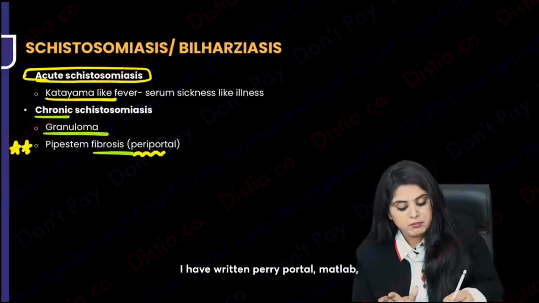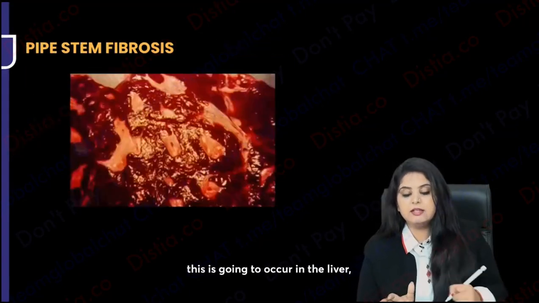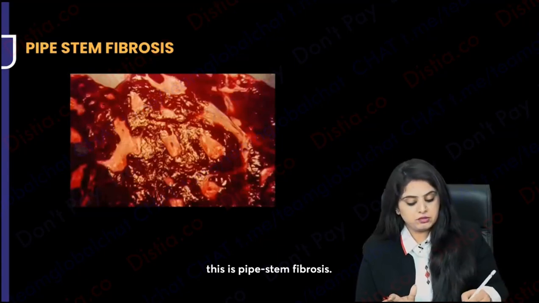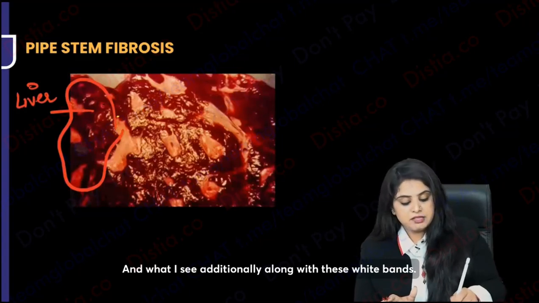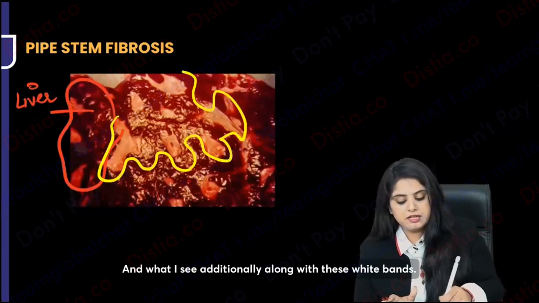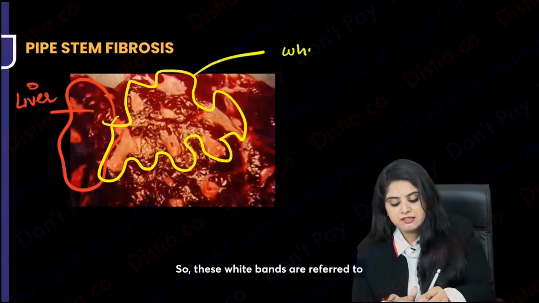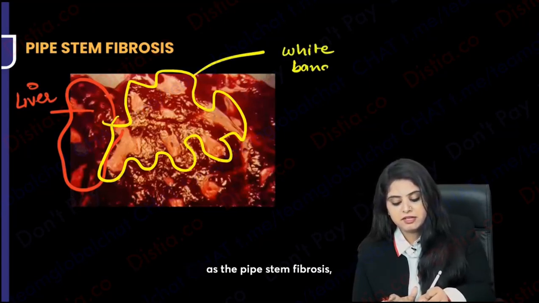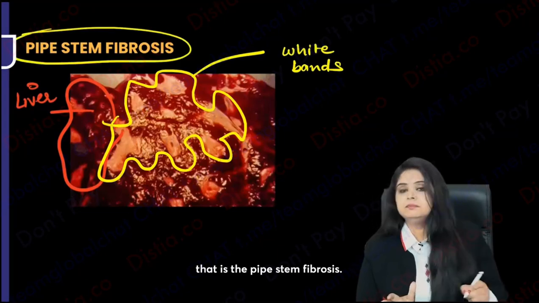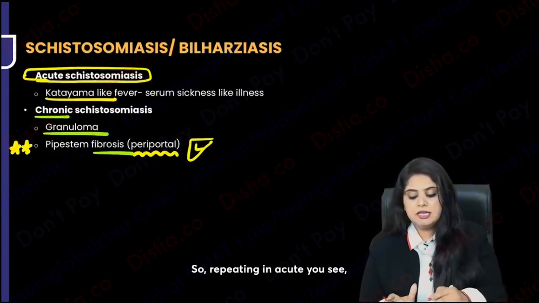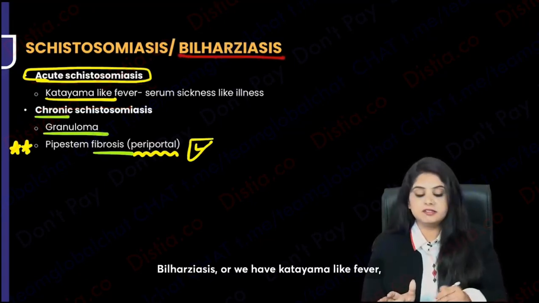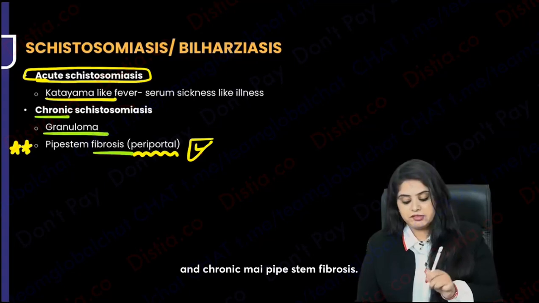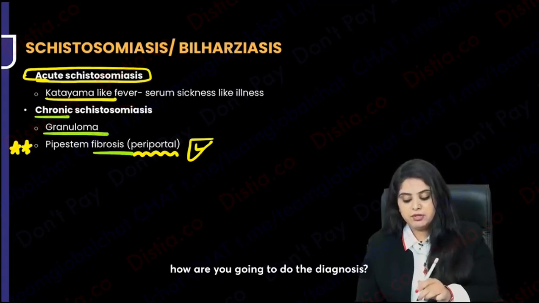I have written periportal, meaning this is going to occur in the liver. This is pipe stem fibrosis. What can you see? All this brown color must be the normal liver, and what I see additionally are these white bands, which are referred to as the pipe stem fibrosis. So repeating: in acute you see Katayama-like fever, plus fancy names like bilharziasis, and in chronic, pipe stem fibrosis. Now you tell me how are you going to do the diagnosis?